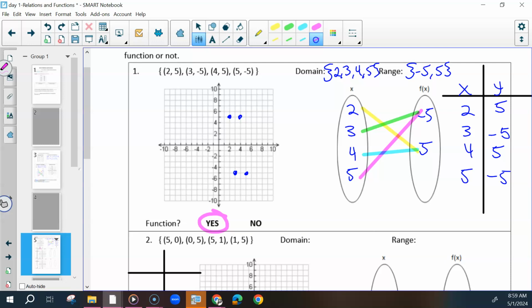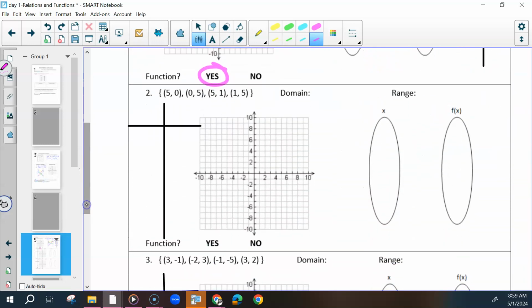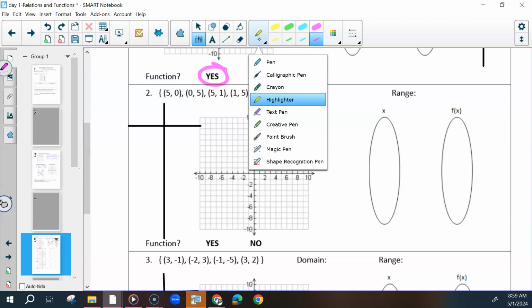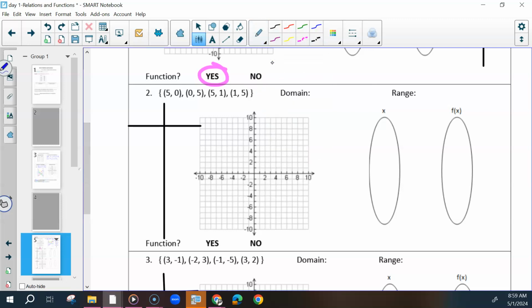Go ahead and start filling out number 2. In your table, make sure your x's are in order and then your y values just correspond to whatever that is.